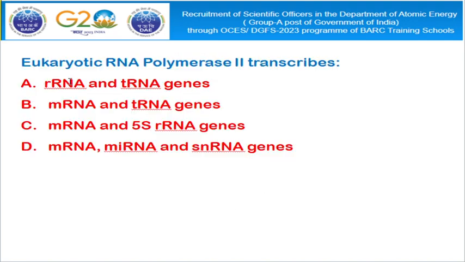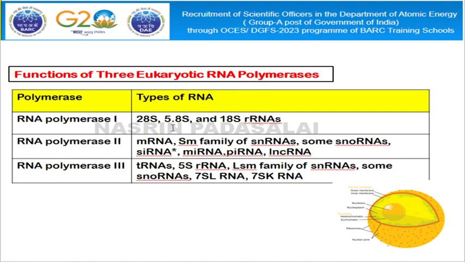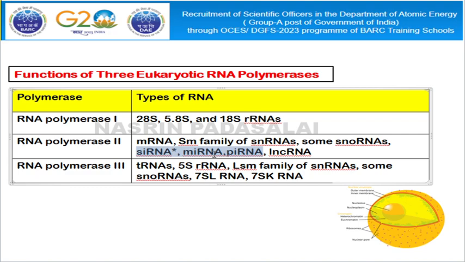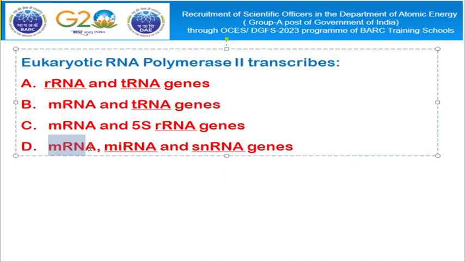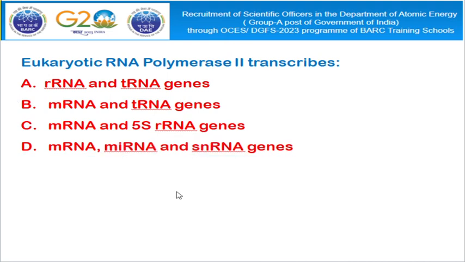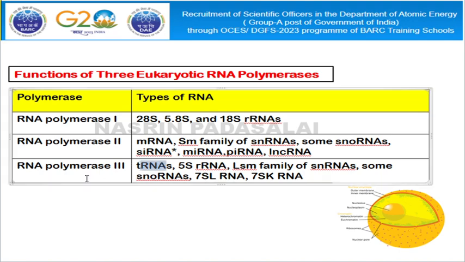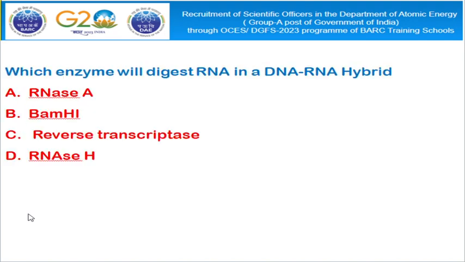So here the question is what eukaryotic RNA polymerase 2 will be transcribing. It will be transcribing small interfering RNA, microRNA, piwi-interacting RNA and messenger RNA. So the correct answer for this particular question is messenger RNA, microRNA, small nuclear RNA, or the RNAs which are transcribed by RNA polymerase 2. Whereas transfer RNA is transcribed by RNA polymerase 3 and ribosomal RNA is transcribed by RNA polymerase 1. Only the 28S, 5.8S, 18S ribosomal RNAs are transcribed by RNA polymerase 1, and the 5S ribosomal RNA is transcribed by RNA polymerase 3.